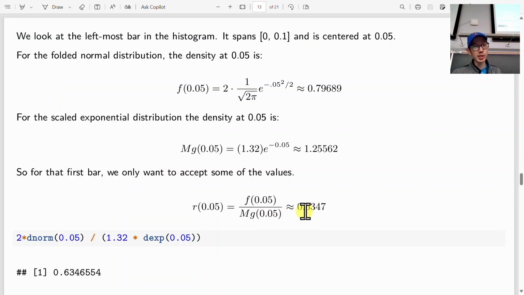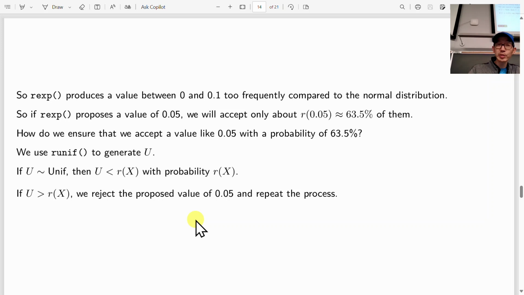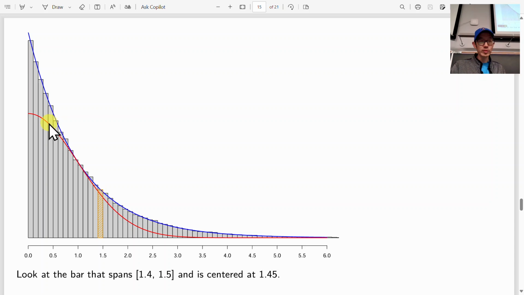Okay, so for that first bar, a value of around 0.05, we're only going to accept around 63% of them, okay? So if I calculate the PDF of the target distribution, the PDF of the normal, divided by 1.32 times the PDF of the exponential, we say we're going to accept around 63% of them, and then we generate a random U value, right? So how are we supposed to accept only 63%? We'll generate a random U. If that U is less than 63%, we'll accept it, and if it's greater than that, we will reject it. And so we follow that process, and we do that throughout.